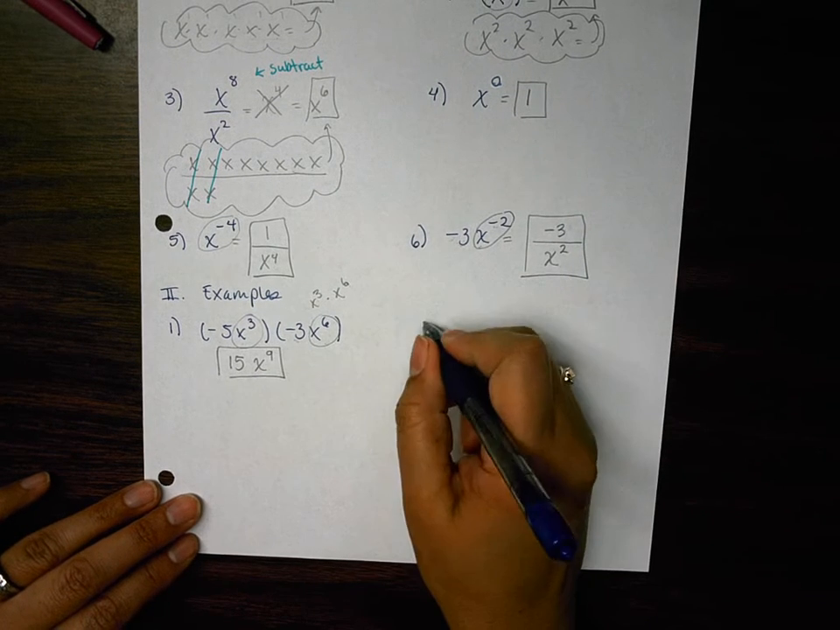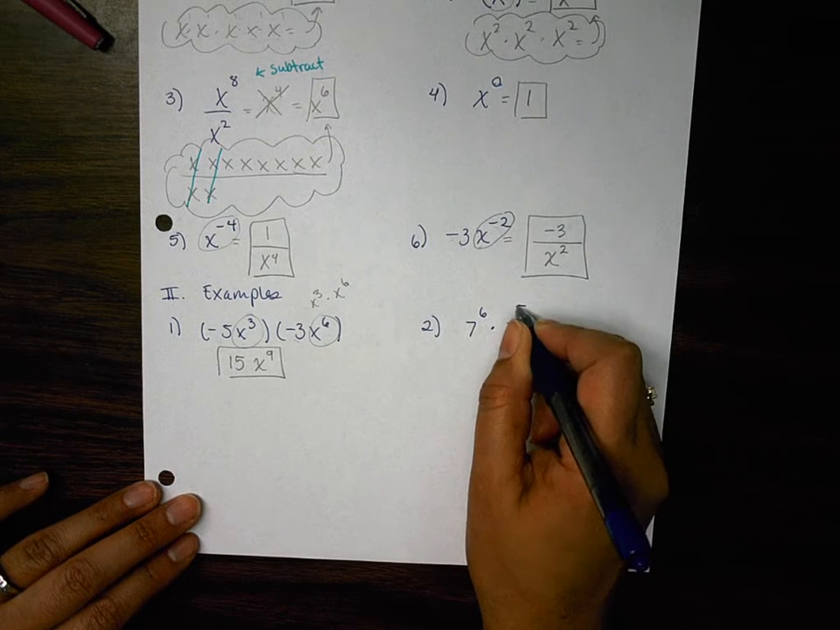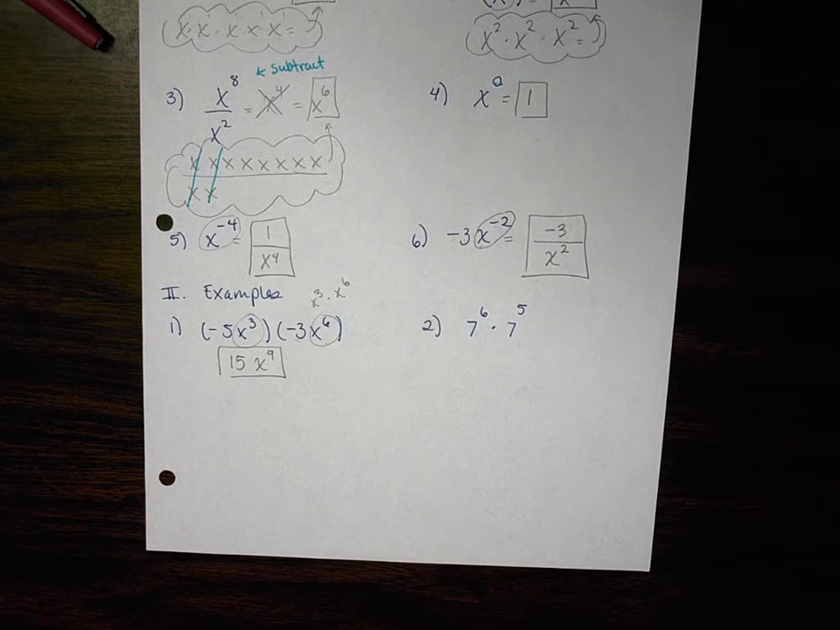All right, I'm going to have you try the next one. 7 to the 6th times 7 to the 5th. Go ahead and do that one on your own.